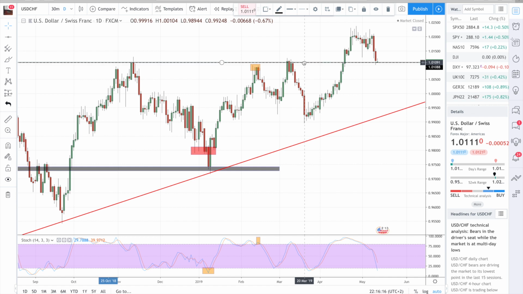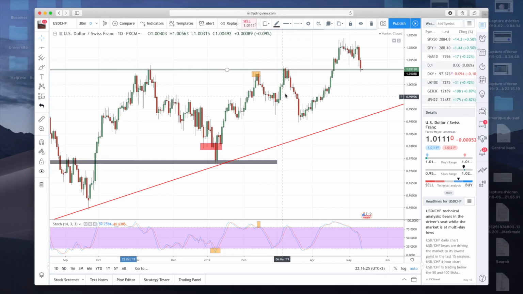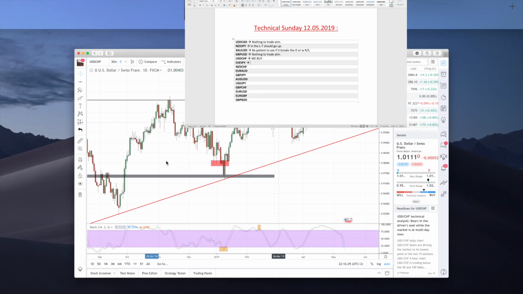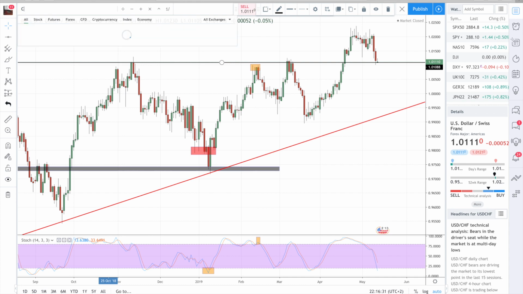I mean, it's gonna be a beautiful trade, guys. Getting rejected, we have support, candle rejection, correlation with the stochastic. Yeah, it's a key level. So for me, it's a good buy. USD CHF is a good buy, guys. Good buy.